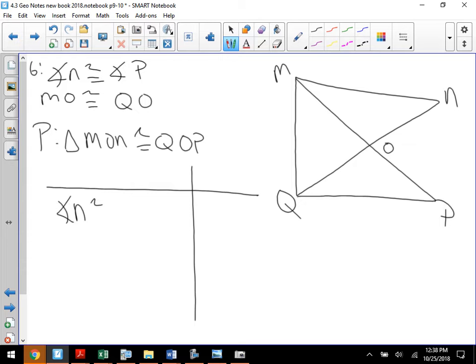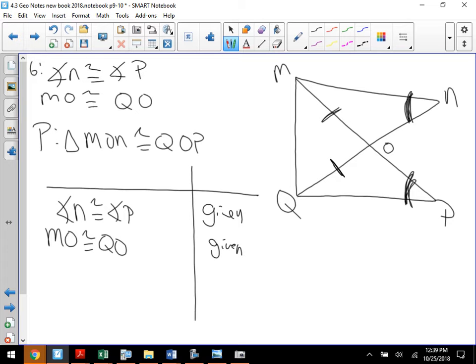First things first, you write down what you know. Angle N is congruent to angle P. Then I would go and mark it. Now, I know your diagram was already marked, but it's not a bad idea to over darken it so you can know where things are lining up. Go to the next one, MO and QO, and go back and tick mark it.